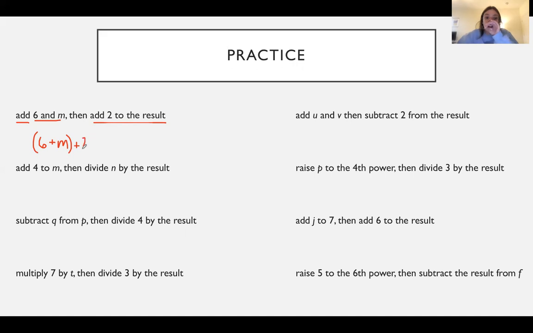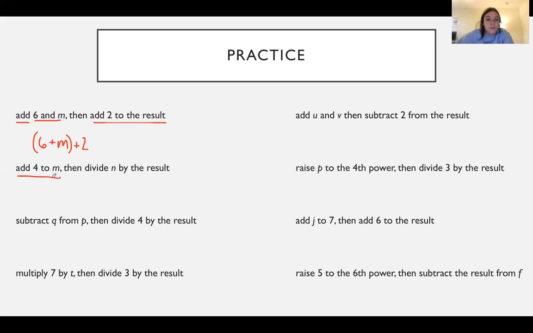The reason we put parentheses is because when there are parentheses present in a formula, you look at the parentheses first and do the operation that's in the parentheses first, and then whatever the answer in the parentheses is is what gets added to the rest of the formula. So in this case, whatever the answer to 6 plus m would be is what you add 2 to. If we did 6 plus m plus 2, you'd get a different answer. So the parentheses are very important.